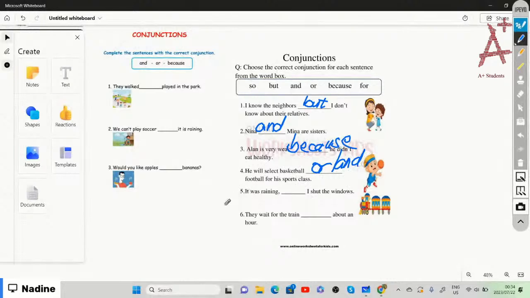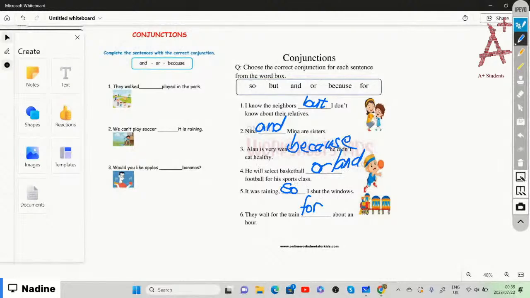It was raining. I shut the windows. So, it was raining, so I shut the windows. And they wait for the train for about an hour, meaning that they have been waiting for the train for about an hour. So they wait for a train for about an hour.